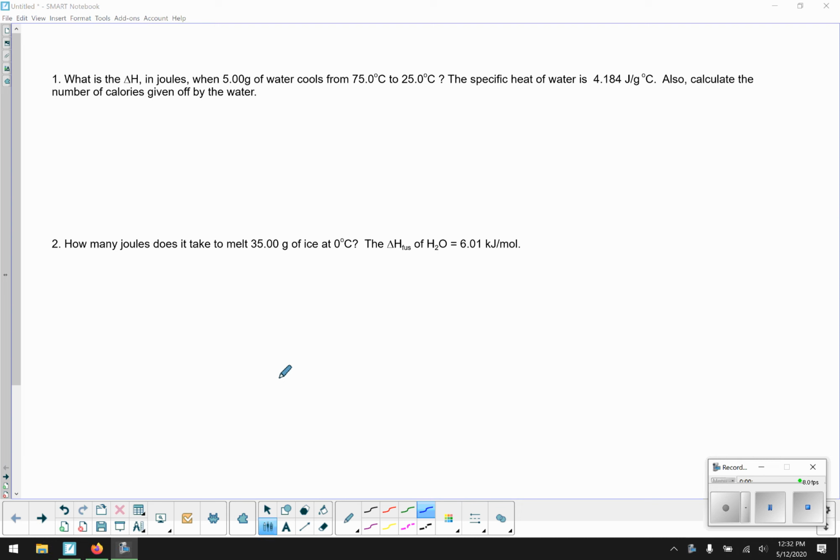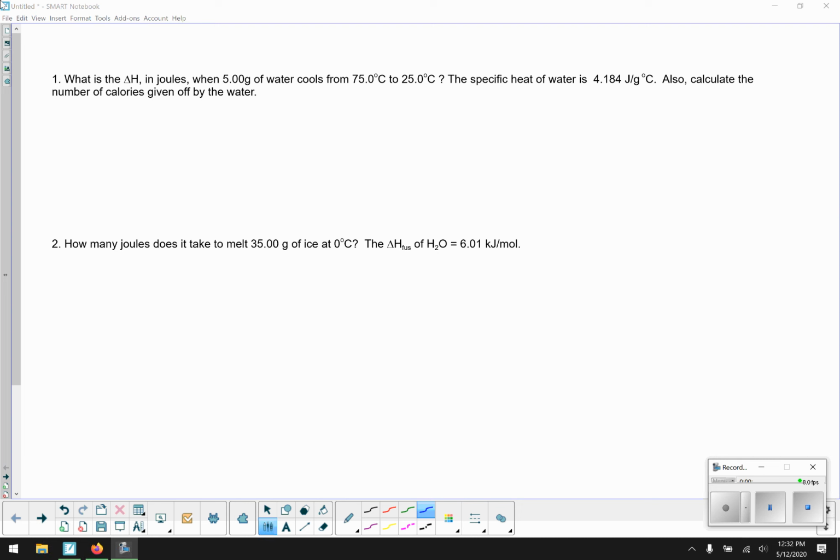So one says, what is the delta H? Remember, delta H, change in enthalpy, is what it's called, but it's basically just heat. It's how much heat energy. For our purposes, delta H and Q are the same thing. What is the delta H in joules when 5 grams of water cools from 75 to 25 degrees Celsius? The specific heat of water is 4.184 joules per gram degree Celsius. Also calculate the number of calories given off by water.